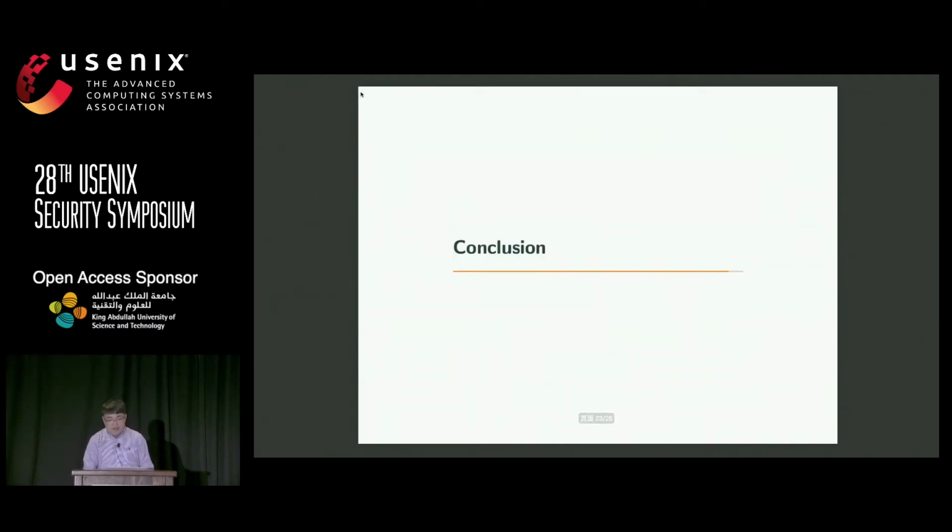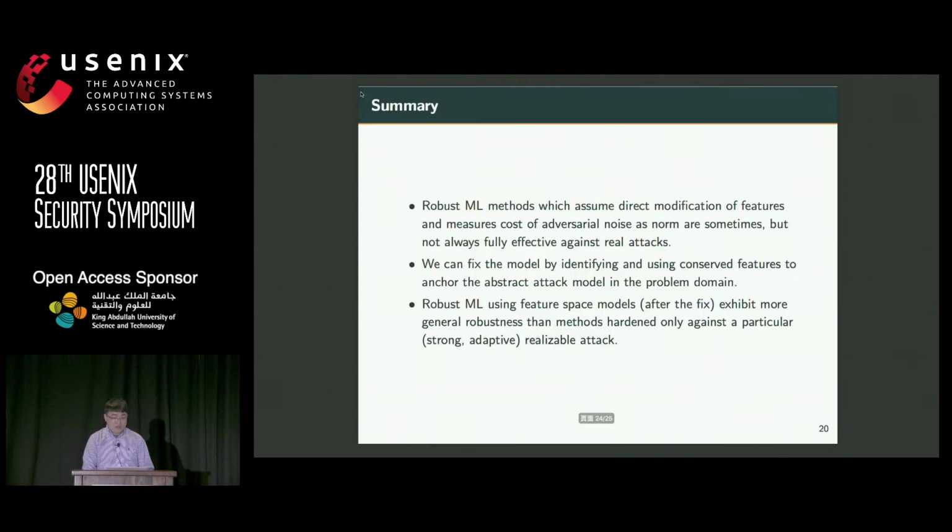So finally, I would like to summarize my talk shortly. First, robust machine learning methods which use a feature-based attack model may fail to be robust to realizable attacks. Secondly, we can fix the feature-based attack model by using conserved features. And third, robust machine learning using a feature-based attack model together with conserved features shows more general robustness than the methods which use a particular realizable attack. I think that's all about it. Thanks. Any questions?